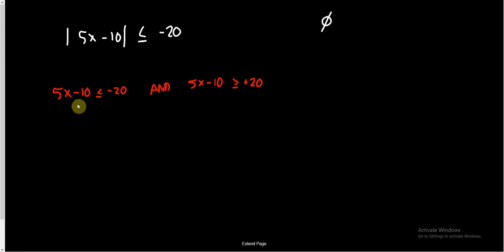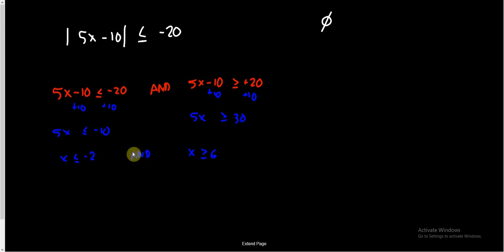So we could solve both of these. We could add 10 over, add 10, and that would be 5x is less than or equal to negative 20 plus 10 is negative 10. Divide both sides by 5, and x will be less than or equal to negative 2. And do the other one. Add 10 to both sides, add 10. 5x is greater than or equal to 30. Divide by 5 on each side, and x is greater than or equal to 6.